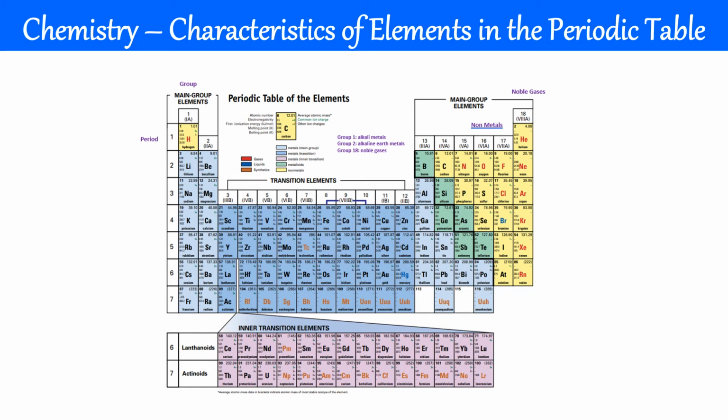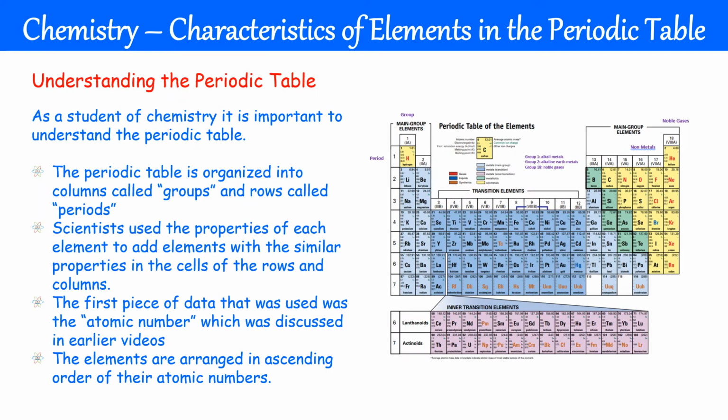Chemistry, characteristics of elements in the periodic table. Understanding the periodic table. As a student of chemistry, it is important to understand the periodic table. The periodic table is organized into columns called groups and rows called periods.